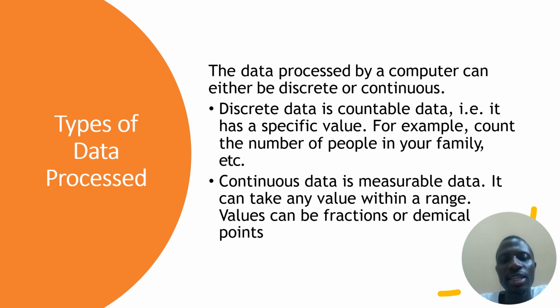Continuous data, on the other hand, is measurable data. It can take any value within a range. Values can be fractions or decimal points. Examples of continuous data include the temperature of a given day, or the height of a group of individuals.